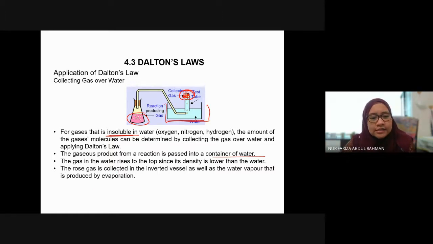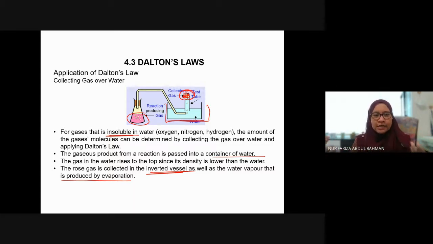The rose gas is collected in the inverted vessel, okay, as well as the water vapor that is produced by evaporation. So far, macam gas je collected, macam mana Dalton pula? Dalton kan is about a mixture of gas kan? Di manakah berlakunya mixture tu?